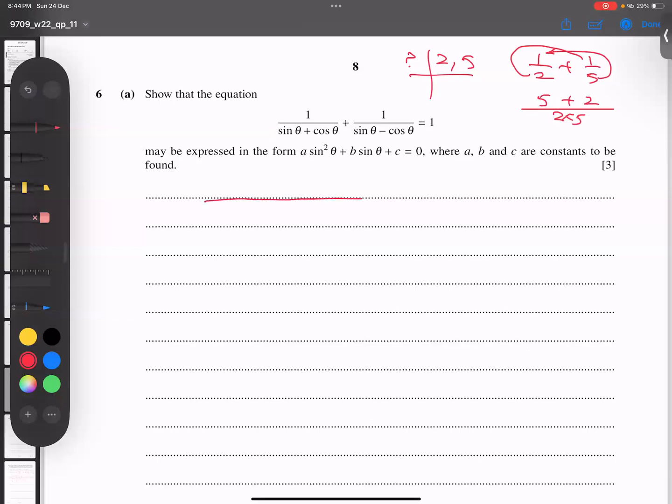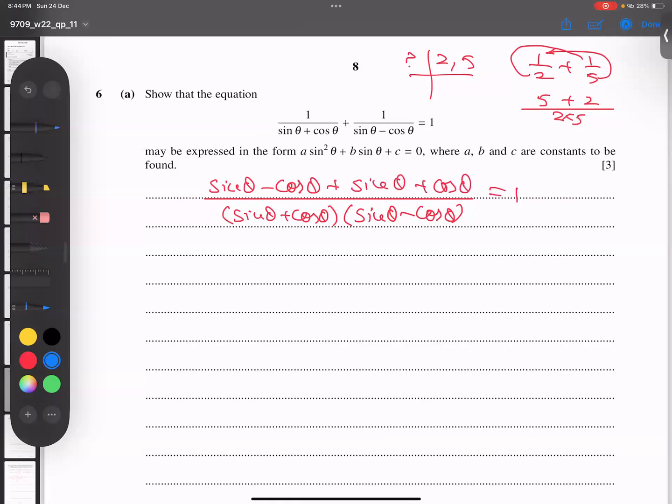Same story here. The LCM is sine theta plus cos theta, and here sine theta minus cos theta. I believe all of you are understanding. So this multiplies here and this multiplies there. So it means simply sine theta minus cos theta, and plus in the middle, students. So I write plus here, and sine theta plus cos theta, and equals to 1.